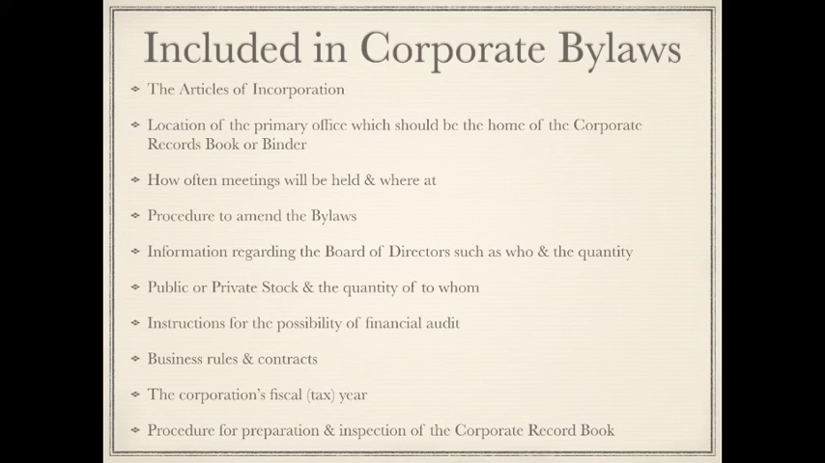Information regarding the board of directors, the vice presidents, and the committees, such as who is in them, the quantity of people needed to run them, public or private stock, whether it's private or public, and the quantity of stock and to whom it is owned by, instructions for the possibility of a financial audit, business rules and contract, the corporation's fiscal year, aka tax year, that it follows, and the procedure for preparing and inspecting the corporate record book regularly.